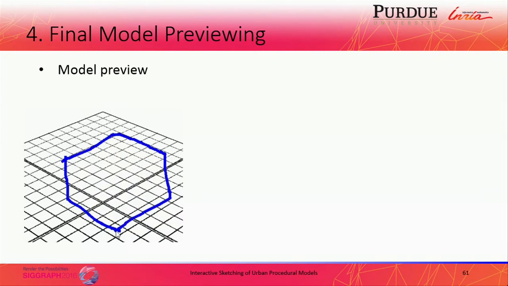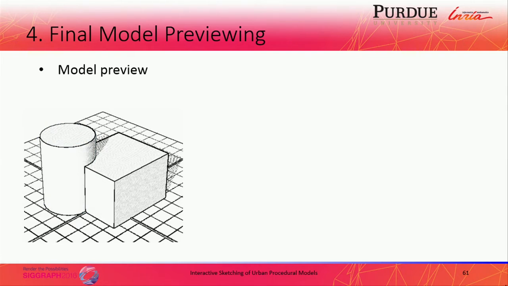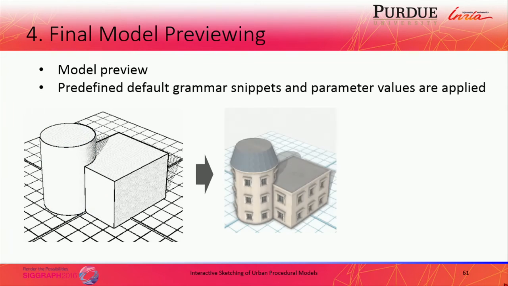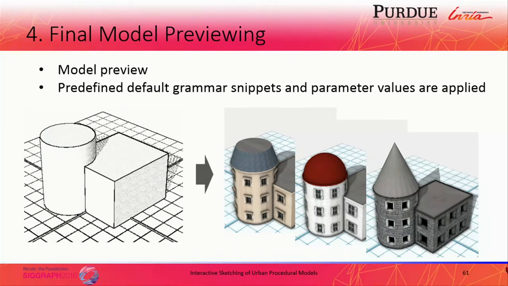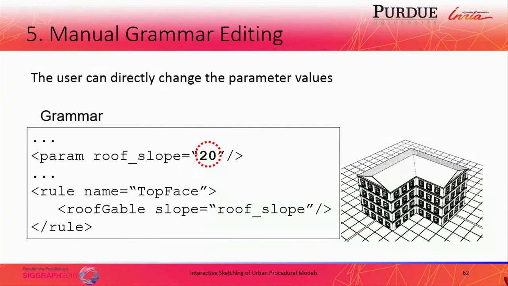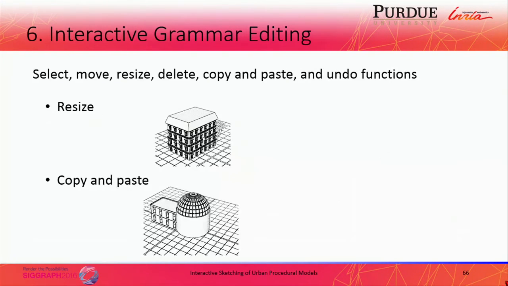Predefined default grammar snippets and parameter values are applied to the object types that the user has not yet selected. Also, the user can directly change the parameter values. For instance, the user can change the roof slope, or the user can change the panel height of a dome. Also, interactive grammar editing such as select, move, resize, delete, copy and paste, as well as undo functions are supported.